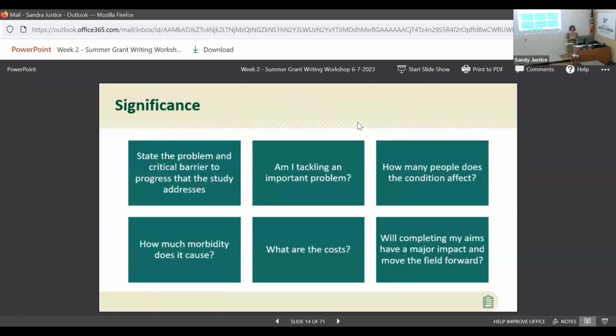And when you're thinking through the significance, these are some of the things that you want to think about. You want to state the problem very clearly, use data. If you don't know what the data is, go to the literature. How important is your problem? Who does it affect? What is the cost? And the cost may be in lives, maybe in time, but what is the cost of the problem?